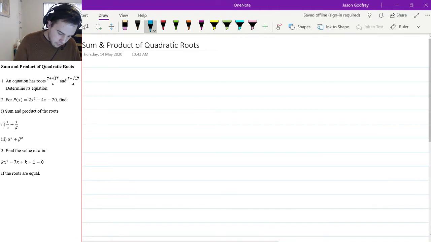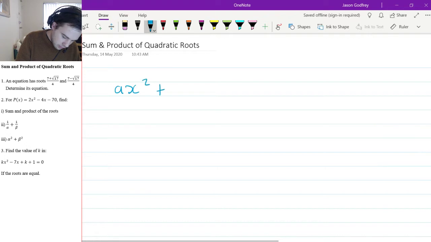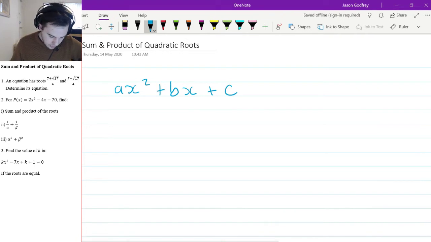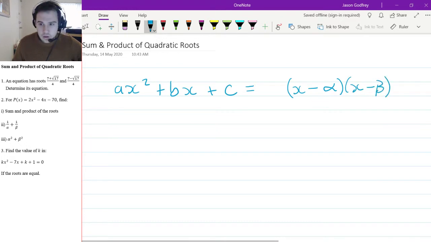So first let's just start off with a general form of a non-monic quadratic, which would be something like this: something x squared plus something times x plus a number by itself. And we're going to set this equal to an expression where we know the roots. Here we're going to use some Greek letters, just so we don't get confused with the pronumerals. So I'm going to use alpha for one of the roots and beta for the other root.